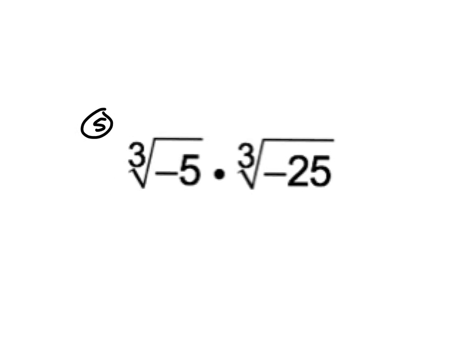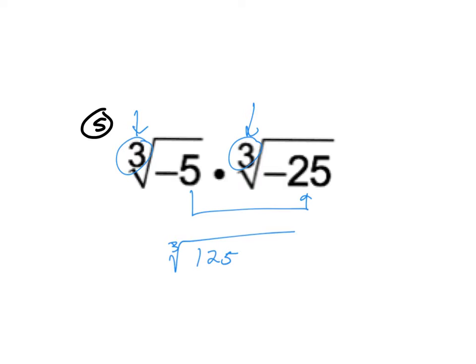Continuing on to number 5. Again, both indexes are the same. I can combine the 5 times the negative 25, and I'm going to get a positive 125, and it's a cube root.